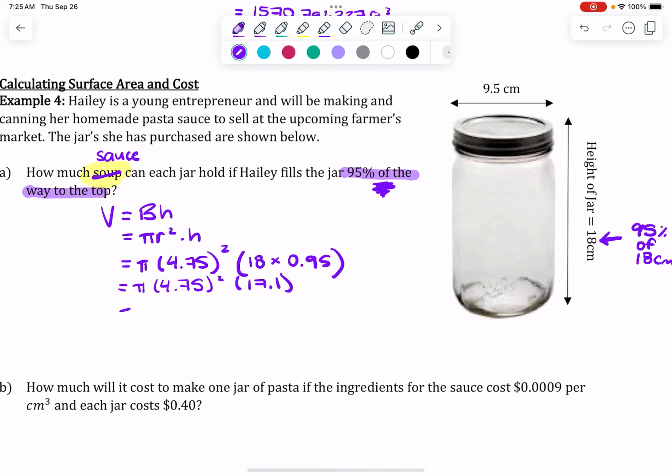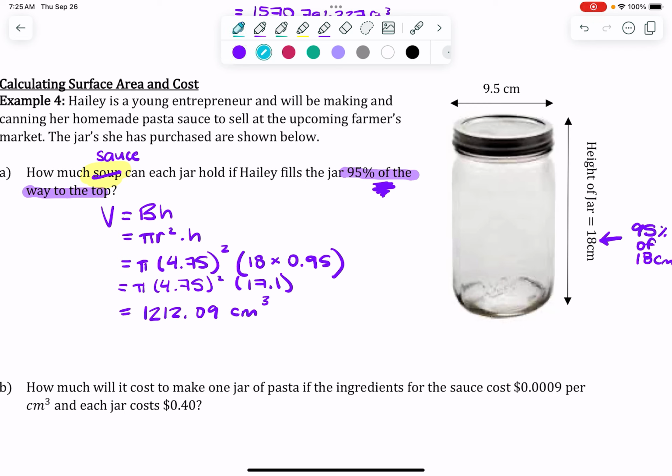Okay, I am going ahead and plugging that into my calculator, rounding to 2 decimal places because it doesn't say to round otherwise, and plug it in. Do it right now. You should get 1,212.09 cubic centimeters.